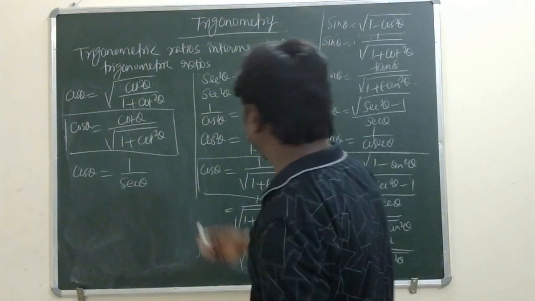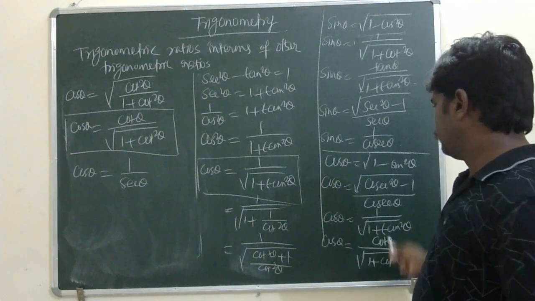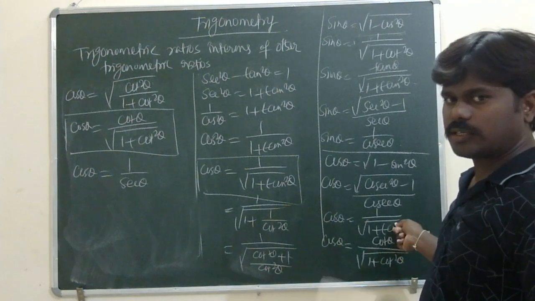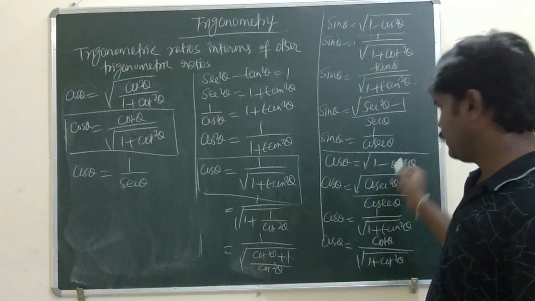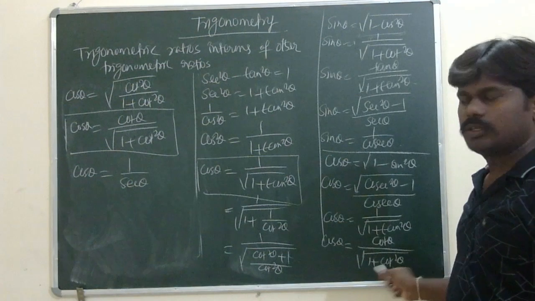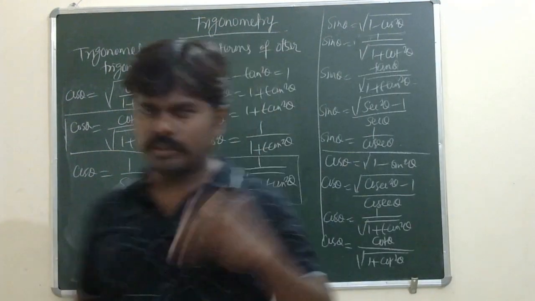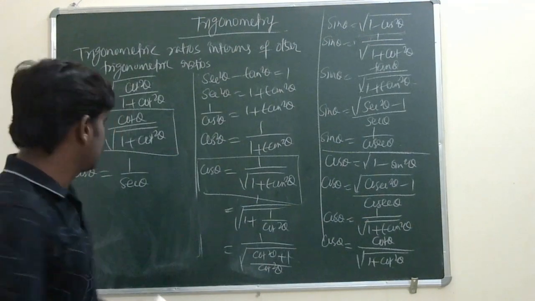So here we have cos theta in terms of sine, cos theta in terms of tan, cos theta in terms of cosecant, cos theta in terms of secant, and cos theta in terms of cot. So we have covered everything. That means we have expressed cos theta in terms of the remaining trigonometric ratios.